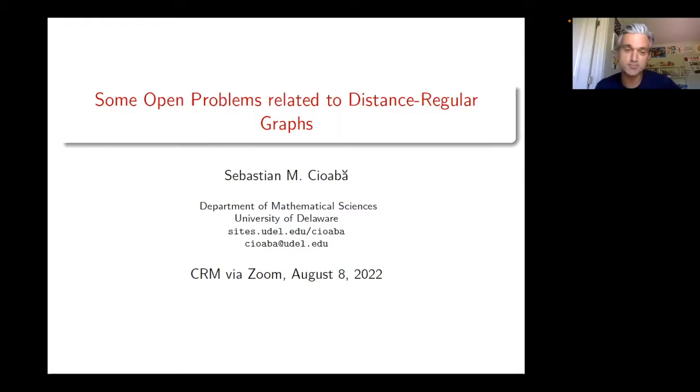I will talk about some problems related to distance regular graphs. A more appropriate title would be problems that I don't know how to solve. And that still wouldn't be that precise, because the list of things that I cannot solve is very large. So this is just a selection of things that I cannot solve.